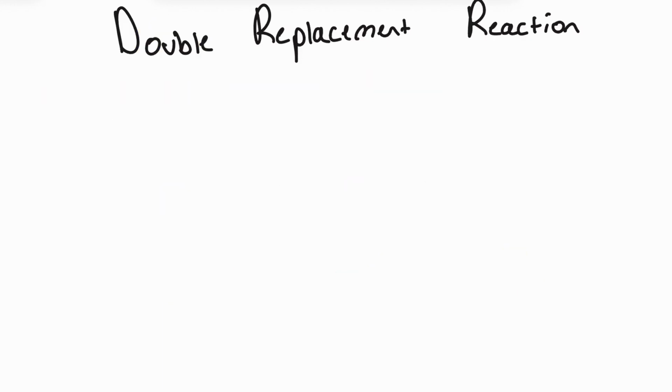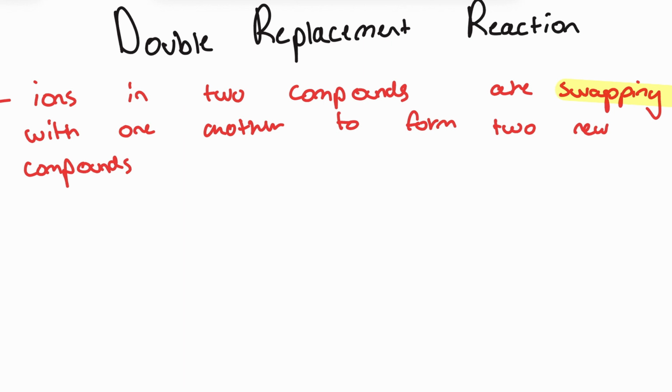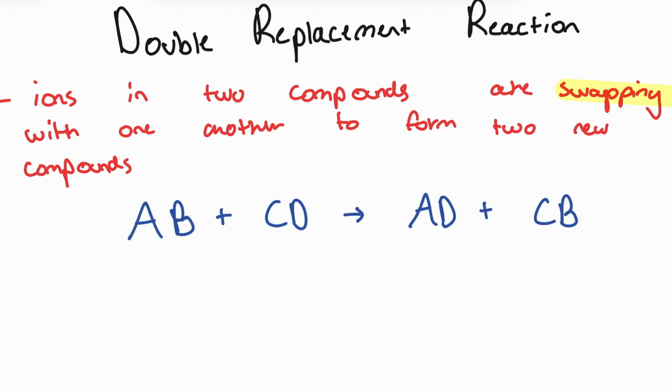And so a double replacement reaction is exactly what you would expect. Now, instead of a singular swap happening, ions in 2 compounds are swapping with one another to form 2 new compounds. This can be represented by the equation below.